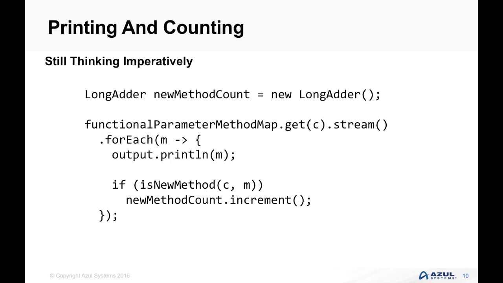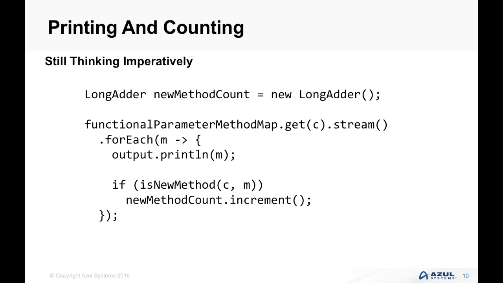But then I had another part of this where I wanted to do two things at the same time. Now what I was looking at is the methods that take a parameter which is a functional interface, so we can use a Lambda expression to represent it. But in addition to printing out those methods, I also wanted to count how many of those were new in JDK 8. So I'm actually trying to do two things at the same time.